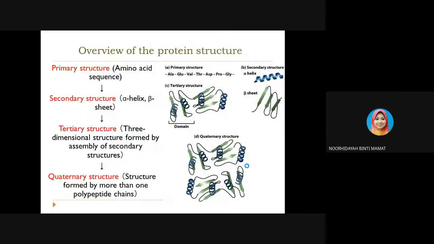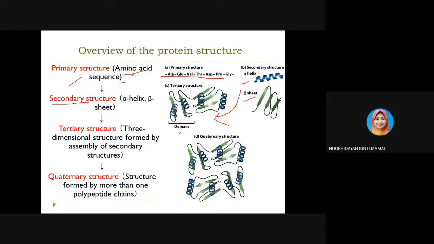So this is the overview again. You must remember this one. This is the primary structure, where the amino acid sequence is assembled here. Then they move to the secondary structure. They will form an alpha helix or beta sheet. This is the folding where the amino acids are folding together. Then they become the tertiary structure, the three-dimensional structure formed by assembly of the secondary structures.